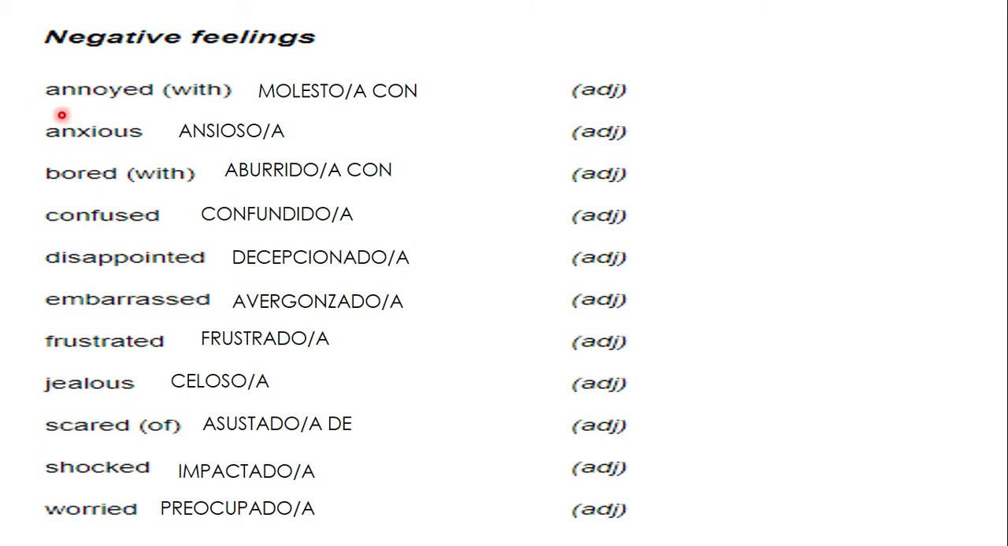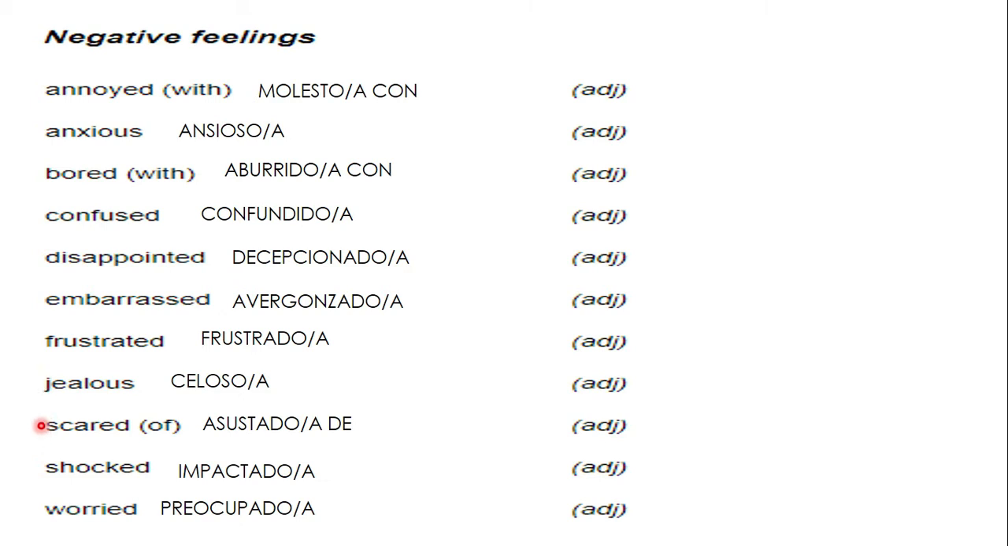Annoyed or annoyed with, molesto o molesta con. Anxious, ansioso o ansiosa. Bored, bored or bored with es aburrido o aburrida con. Confused es confundido o confundida. Disappointed, decepcionado o decepcionada. Embarrassed, avergonzado o avergonzada. Frustrated es frustrado o frustrada. Jealous, celoso o celosa.